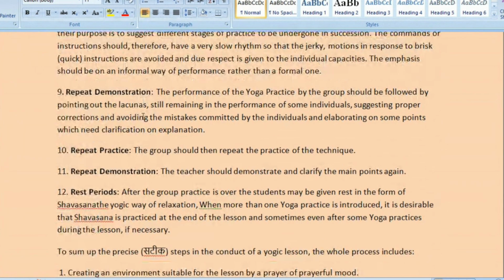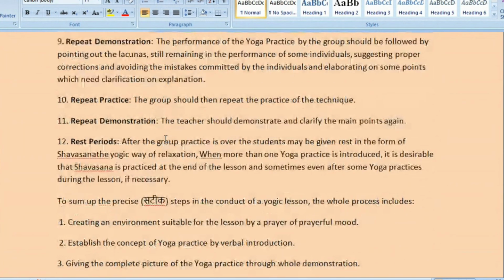Now, repeat demonstration. The performance of yoga practice by the group should be followed by pointing out the lacunas still remaining in the performance of some individuals, suggesting proper correction and avoiding the mistakes committed by the individual, and elaborating on some points which need clarification or explanation.